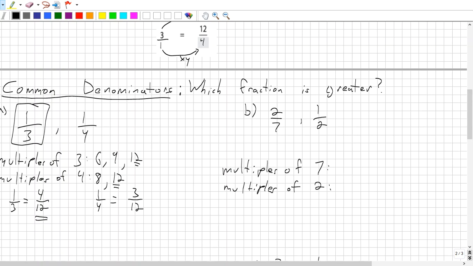Okay, let's look at another example. So I have 2/7 and 1/2. You could probably tell right away 2/7 is smaller, because 2 out of 7 is not even close to a half of 7. But let's just compare them.